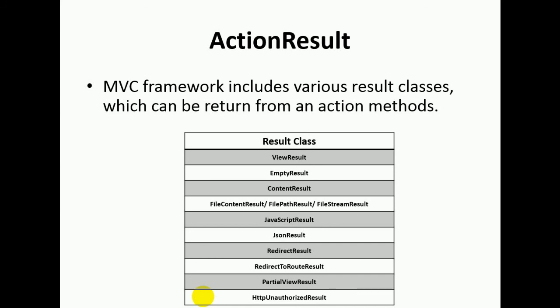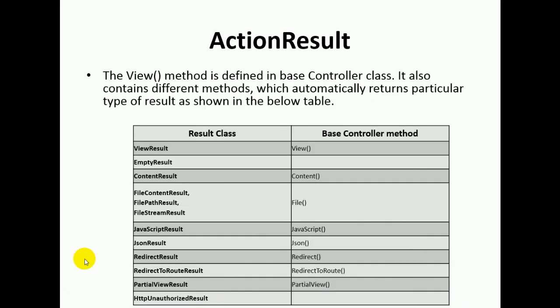PartialViewResult returns HTML from partial view. HttpUnauthorizedResult returns HTTP 403 status. ActionResult class is a base class of all the above result classes. So it can be return type of action method which returns any type of result. The View method is defined in base Controller class. It also contains different methods which automatically return particular type of result as shown in the table.